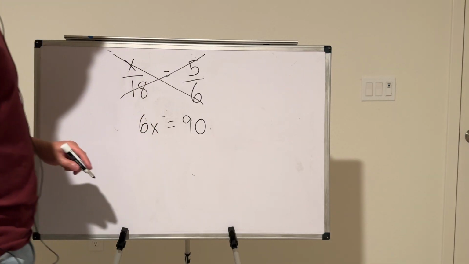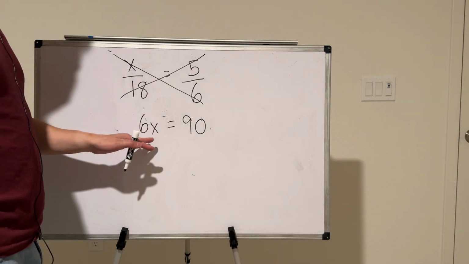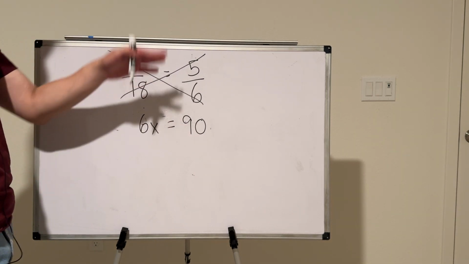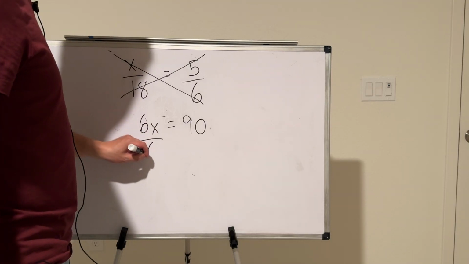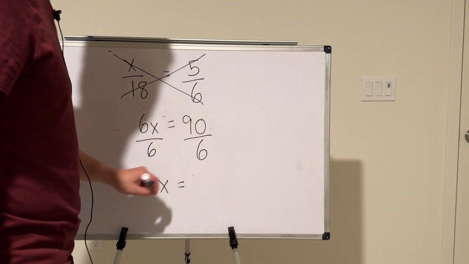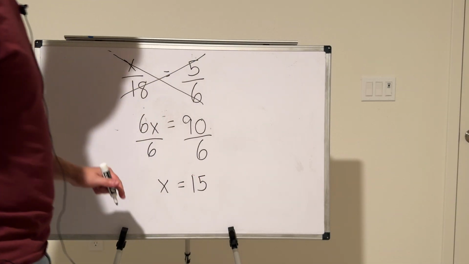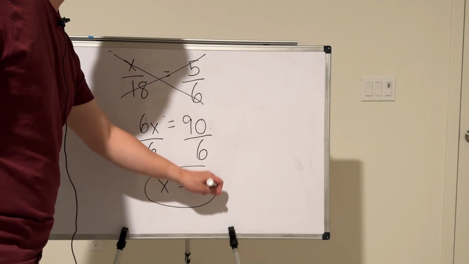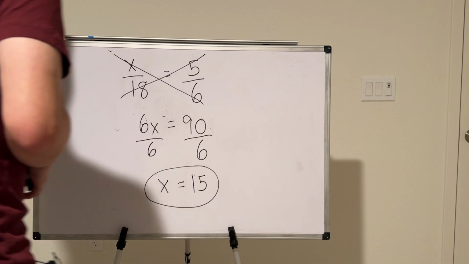5 times 18 happens to be 90. So 6x equals 90. After you cross multiply, the second step is to divide. So I'm going to divide both sides by 6. If I do that, I should get x is equal to 15 if I put 90 divided by 6 into the calculator. So that's how you solve a proportion.